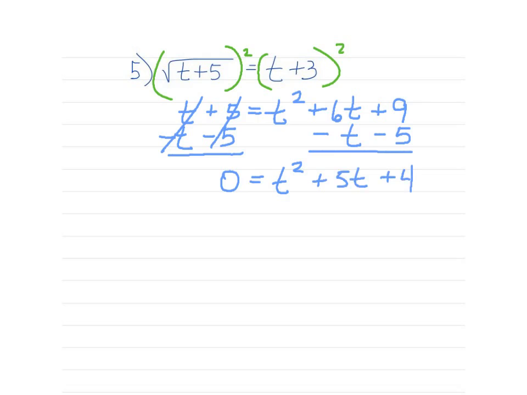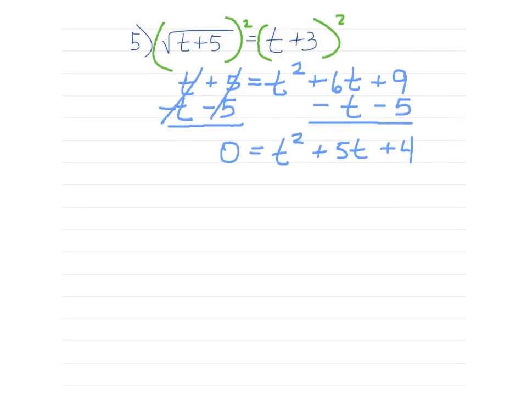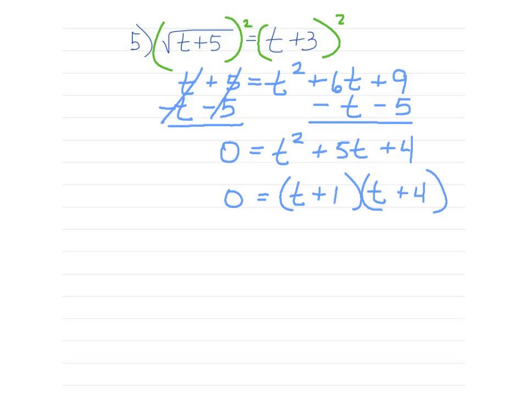Okay, in order to solve for t, we can use a number of ways. I think the easiest one here is to factor this trinomial using the product and sum. So let's do that. This is t and that's t. I need two numbers whose product is 4 and whose sum is 5, and we know those are 1 and 4.